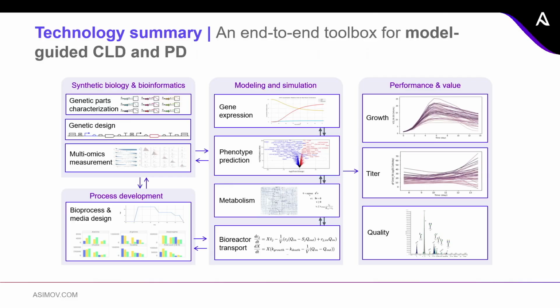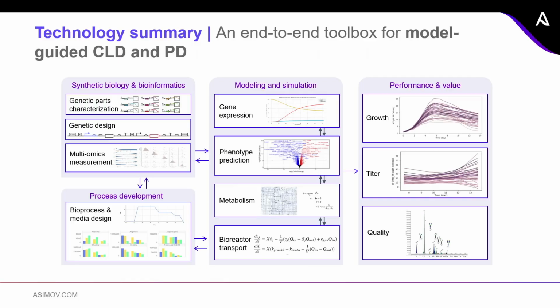And how that works is that we're developing, with our Kernel system, an end-to-end toolbox for model-guided CLD and PD. You can see on the top left, we are using our genetic parts characterization system that I talked about with Kernel, and then the genetic design system so that we can optimize those parts within the sequence. And then we're also coupling that with multi-omics modeling throughout the whole life cycle between cell line development and process development. And this allows us to optimize the bioprocess as well as the media design.